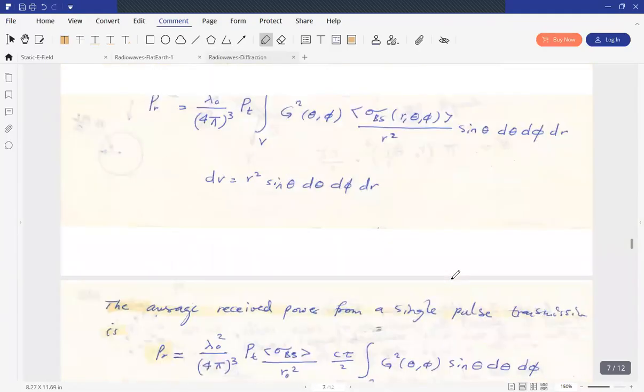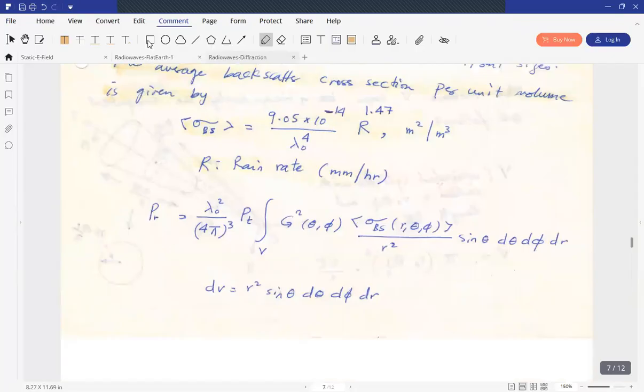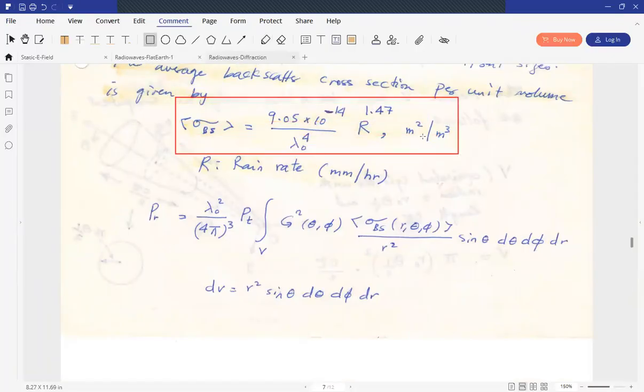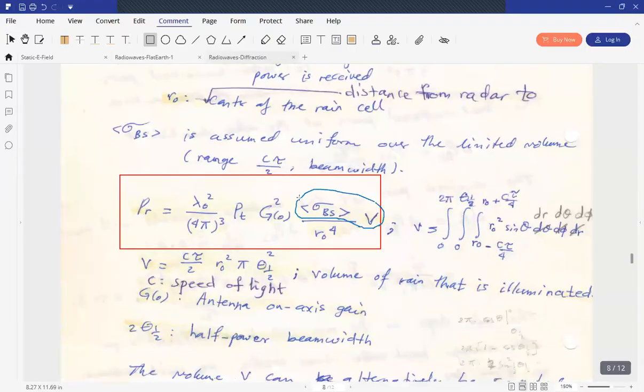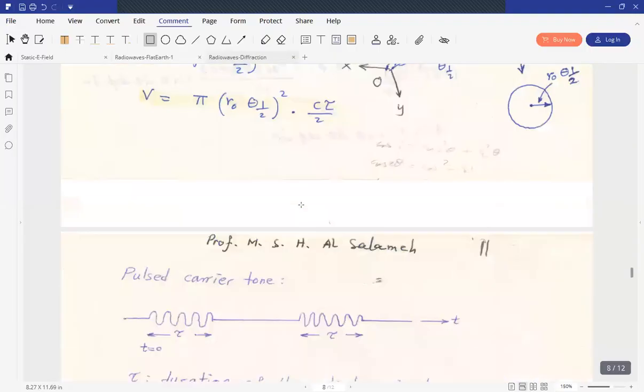Here is sigma bs. It's given by this equation. It is meter squared per meter cubed. It is 9.05 times 10 to the minus 14 over lambda naught, the wavelength, to the power 4, times the rain rate in millimeters per hour. If it is 10, you put 10, to the power. And you plug this here to obtain the received power. That's it.